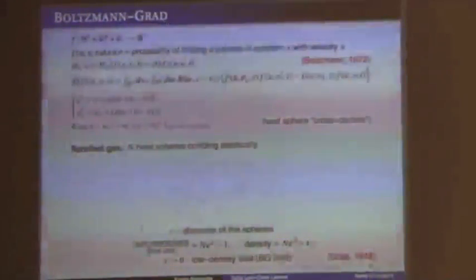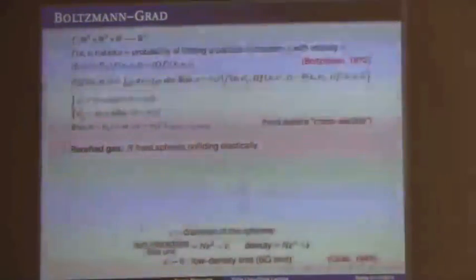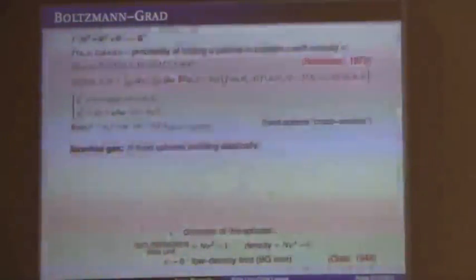So f(x,v,t) dx dv is the probability of finding a particle in position x and velocity v at time t. But alternatively, it's also the fraction of particles in a small cell in the phase space dx dv around x, v at time t.